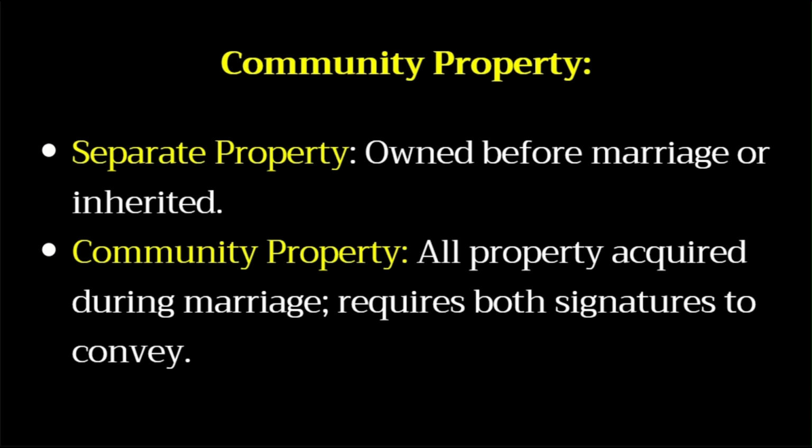Next, we have community property, which is based on the idea that the husband and wife are equal partners. There are two categories here. First, we have separate property, which is anything owned before the marriage or received as a gift or inheritance during the marriage. Second, we have community property, which includes almost all other property acquired during the marriage. It requires both signatures to convey.